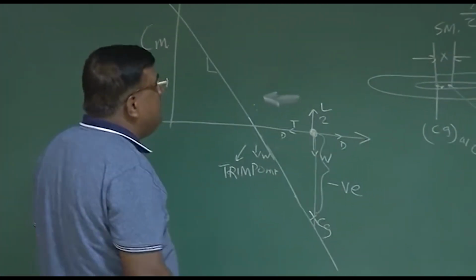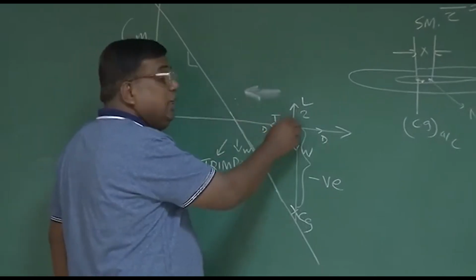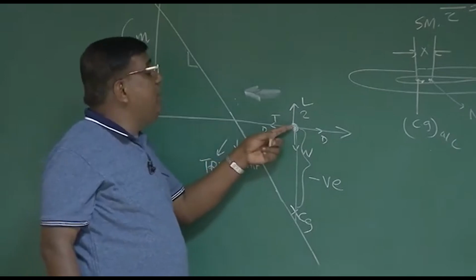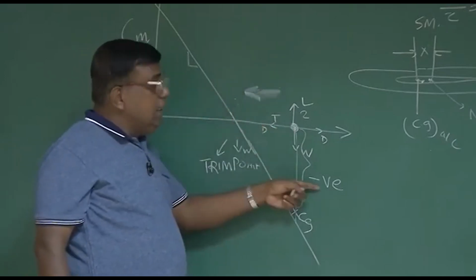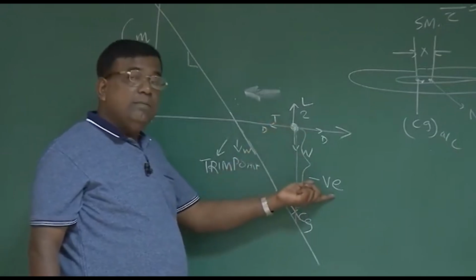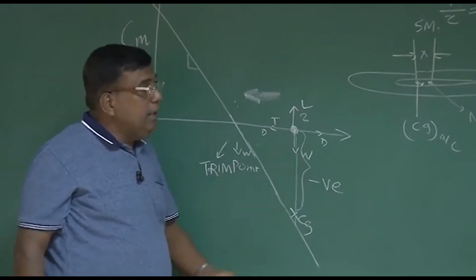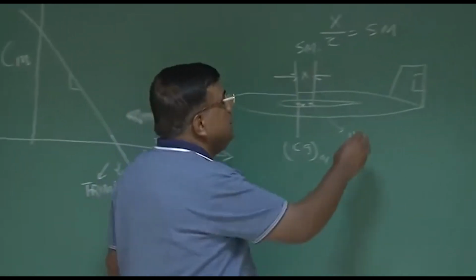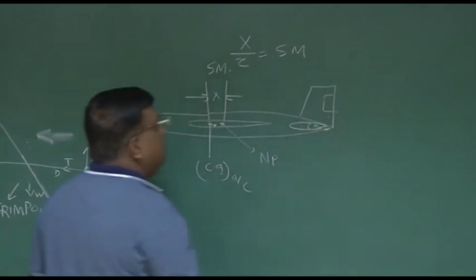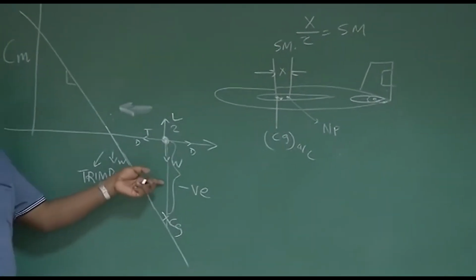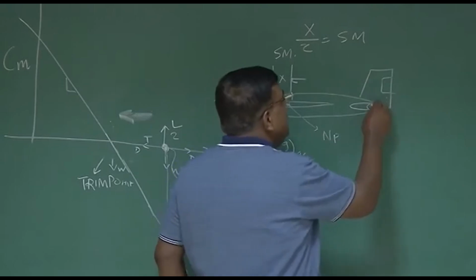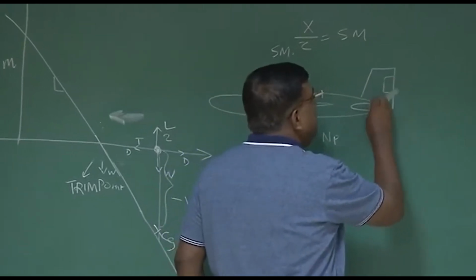But what is our aim? Our aim is, no, we will not allow it to come back. We want to hold it here. So if I want to hold it here, what do I have to do? Who is trying to take it back? This negative moment. So if I want to hold this here, it means I have to nullify this negative moment. So how can I nullify this negative moment? There is an elevator here. So I have to generate a positive pitching moment. And how can I generate a positive pitching moment? I will deflect the elevator up.